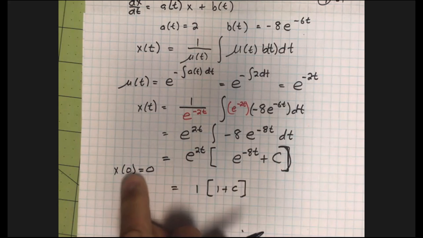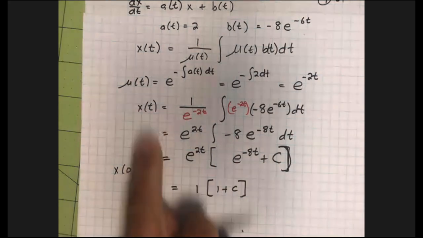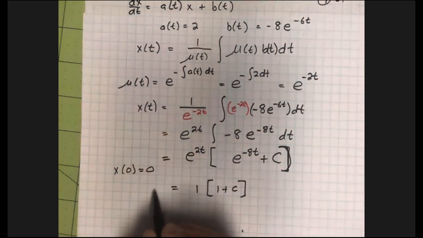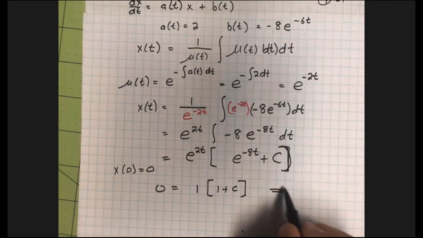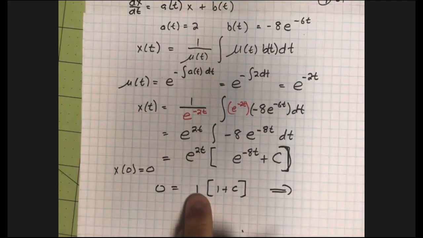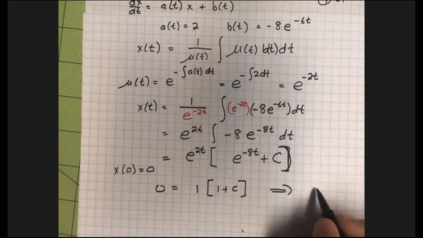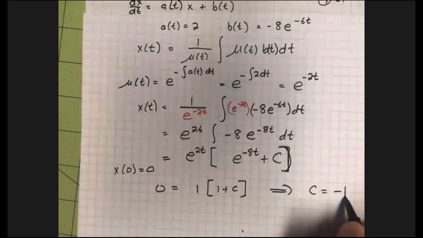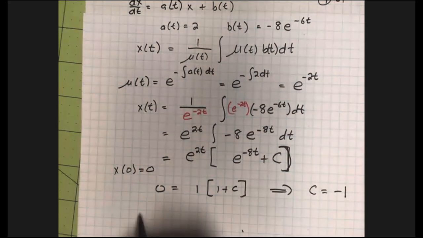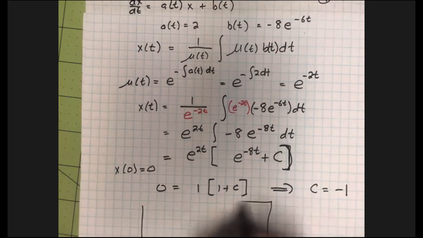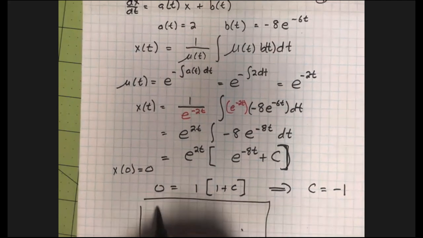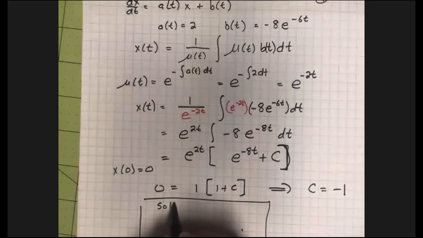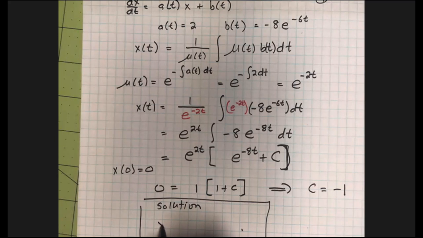When I use t equals 0, the left-hand side becomes 0. So forget about the 1 here, or divide by 1, whatever you want to say. C is minus 1. So now I think I have my solution to the initial value problem, the system plus the initial condition.